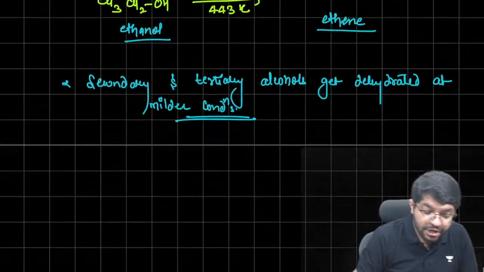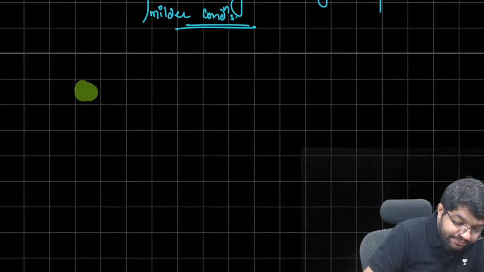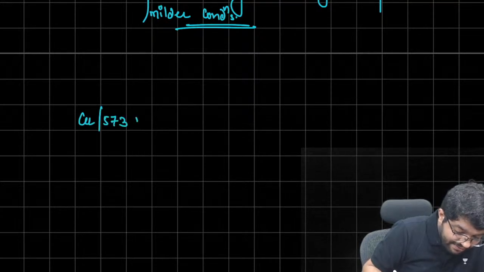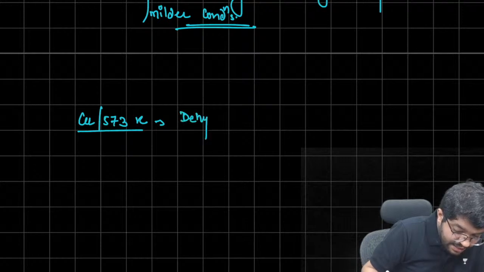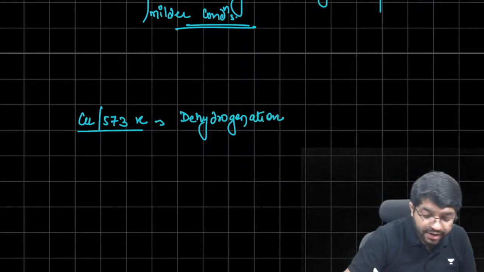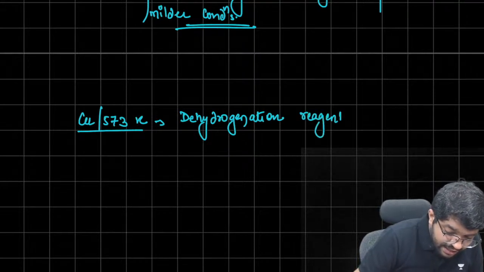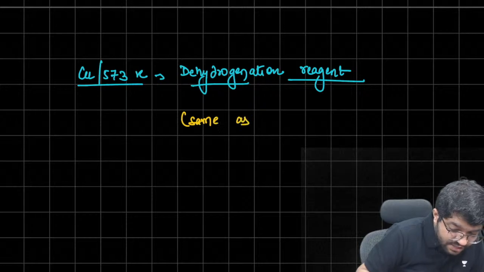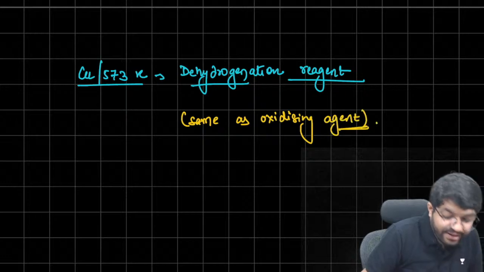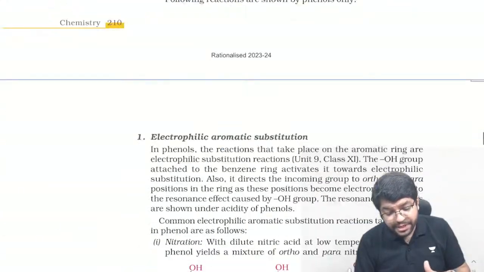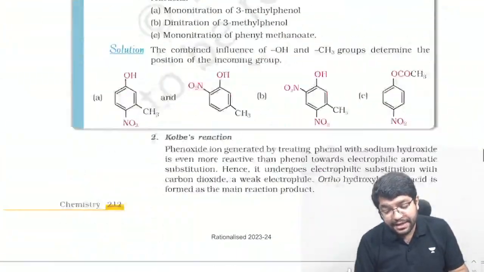Remember, my dear friends, copper at 573 Kelvin is called the dehydrogenation reagent. And the dehydrogenation reagent concept is the same as an oxidizing agent. Right? Sorted, sir? Sorted, sir. And the next topic that we have is phenol and then ether.